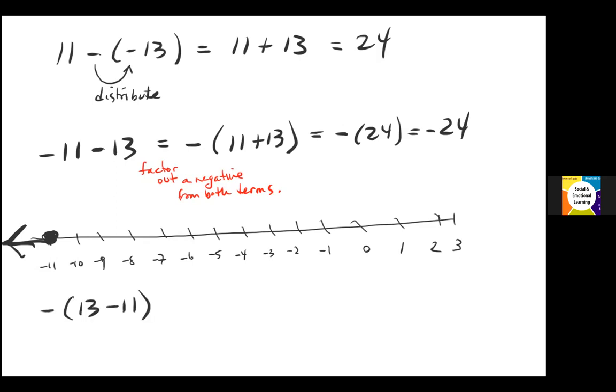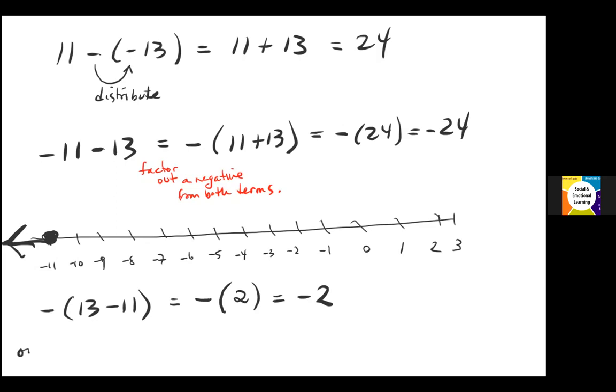Negative 13 minus 11. What does that simplify down to? Negative 12. I mean negative, sorry, did you say 2? Negative 2. Negative 2, right. We could say this is equal to negative (13 minus 11). We could simplify what's in the parentheses first. So 13 minus 11 is 2. And then obviously multiplying the negative in, we get negative 2.